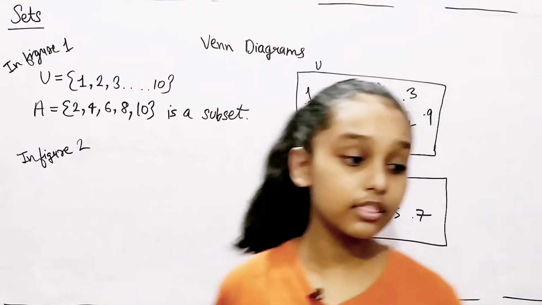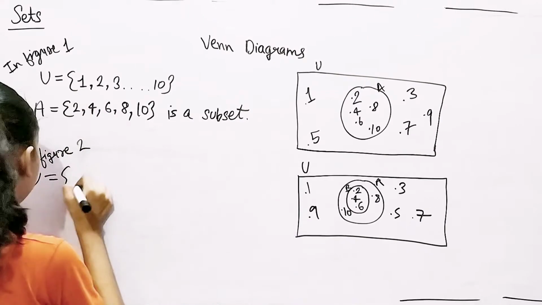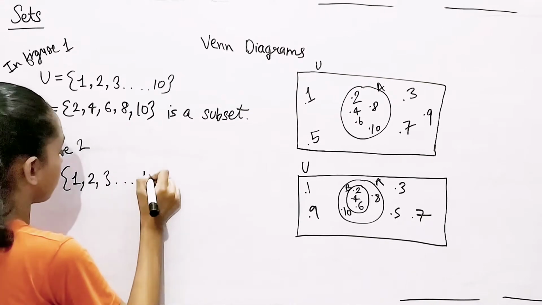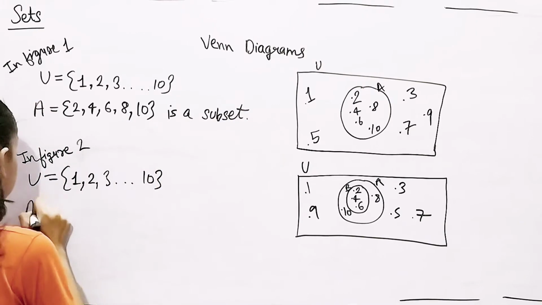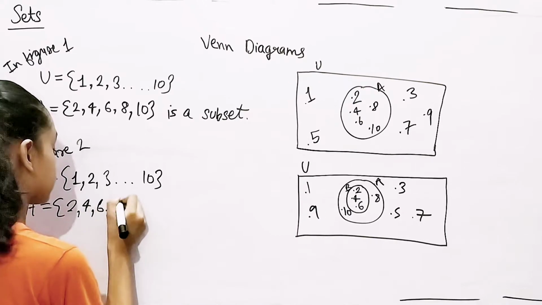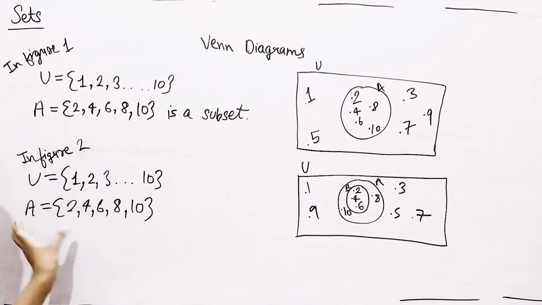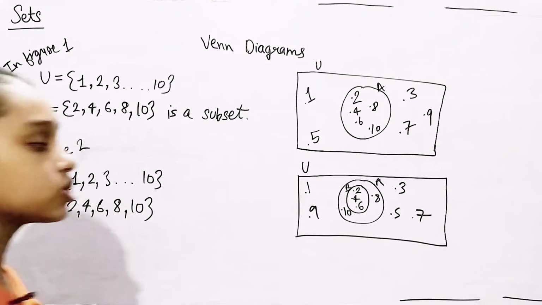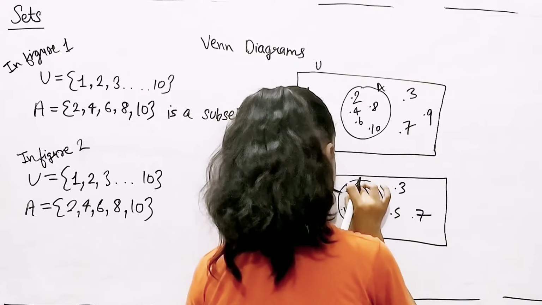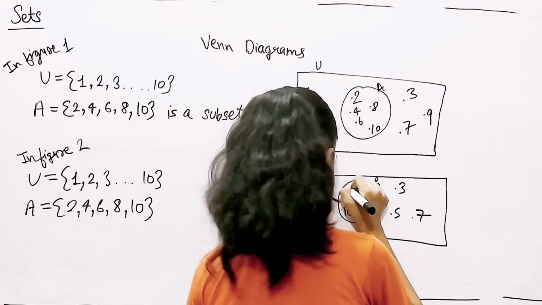Why? Let me say that in the universal set we have elements from 1 to 10, so 1, 2, 3, and so on, till 10. And in the set A, we have elements 2, 4, 6, 8, and 10. Got it? And let me just change their names, so that it will be better. I'm going to say this one as B and this one as A, okay?